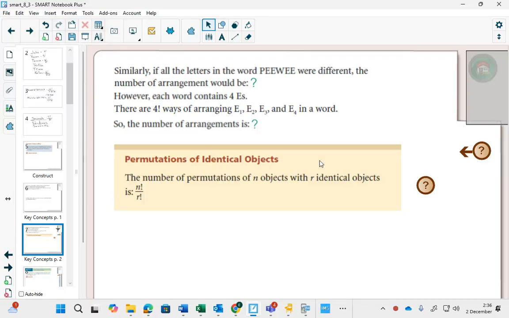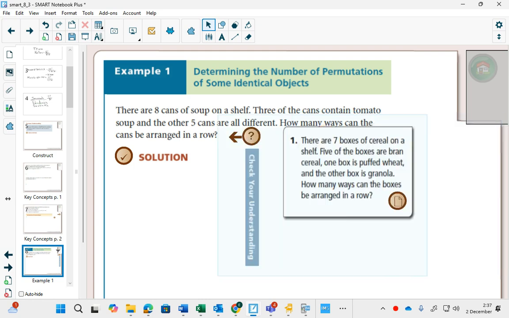So we call this permutations with identical objects. Like here, normally Peewee would be 6 factorial, but because of the 4 e's, and if you label them E, E2, E3, E4, there would be 4 factorial ways that they could be arranged. We have to divide if there's identical objects. So we have to find out, how do you recognize a question as an identical objects question, as a Mississippi question? Here's our first one that we're going to do.